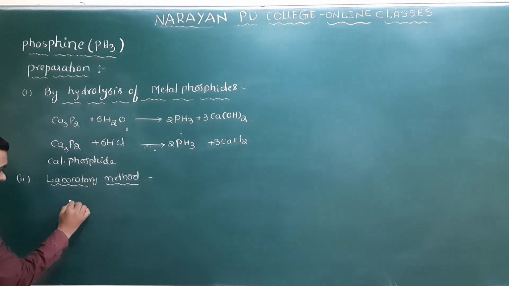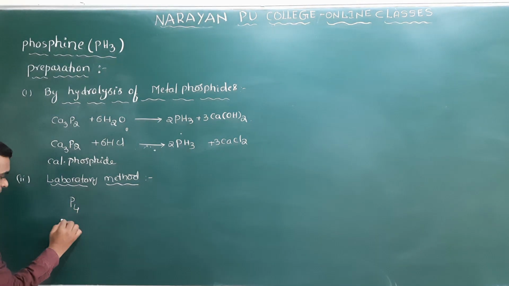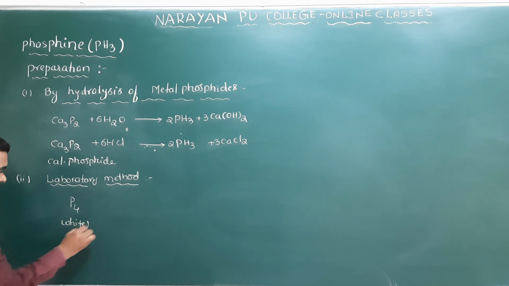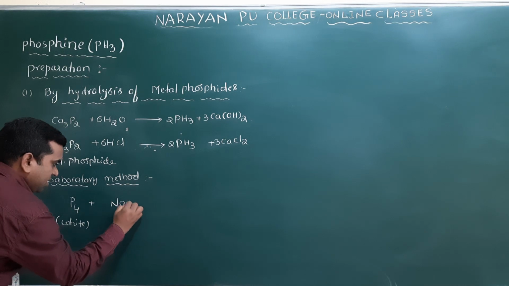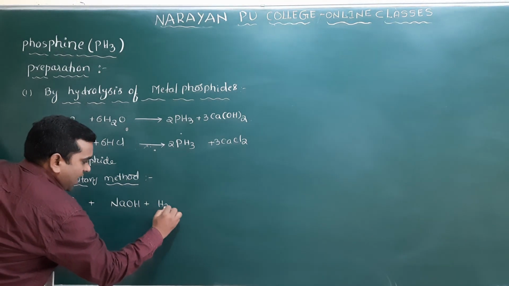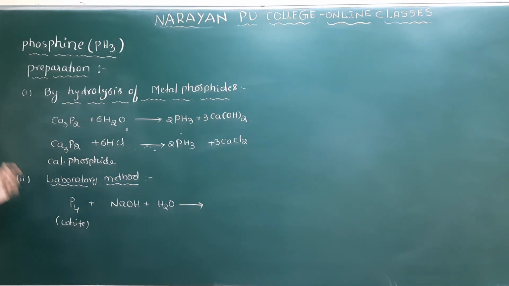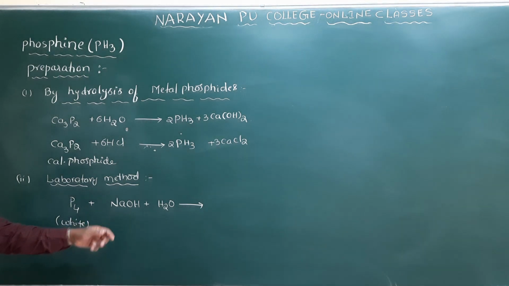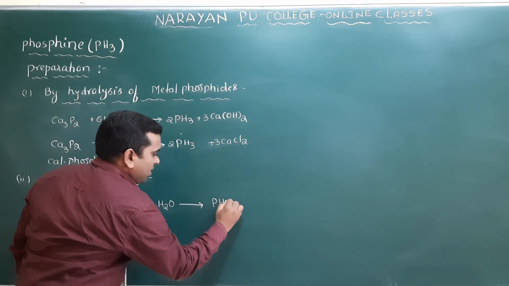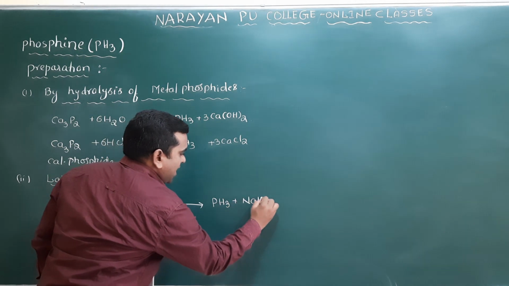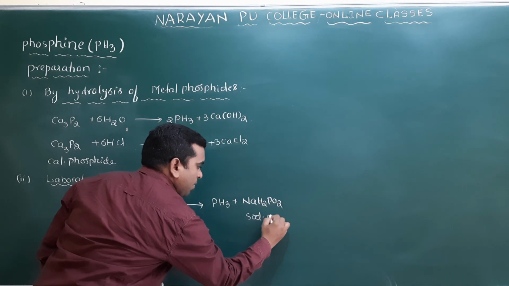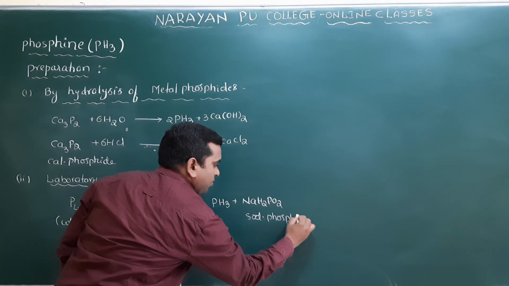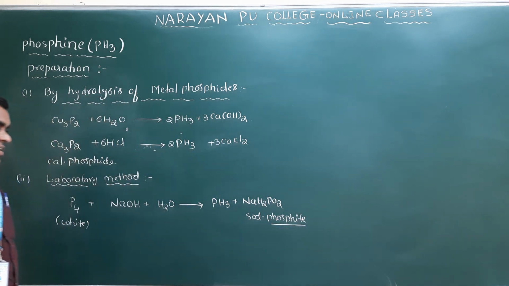Which phosphorus do you have to take? White phosphorus, because white phosphorus is very reactive. Treat it with concentrated NaOH solution. Red phosphorus will not react with NaOH. So take phosphorus and NaOH, and you will get the compounds PH3 and NaH2PO2. I already mentioned the name of this compound: sodium phosphite.